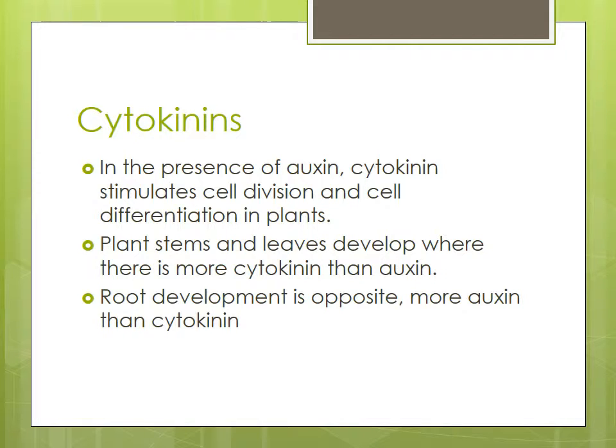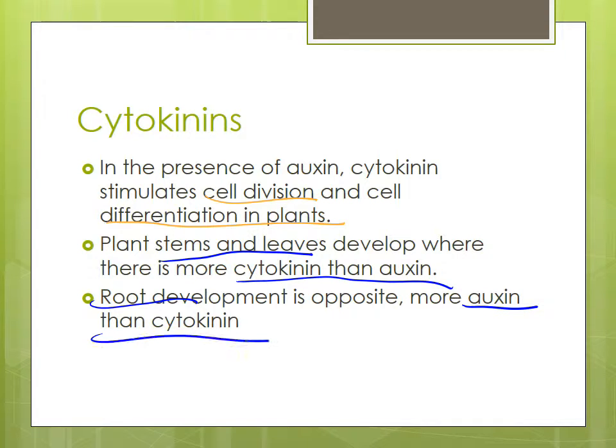Cytokinins work together with auxin. So they stimulate cell division and the differentiation in plants. So if something's a leaf or a stem versus being the body of the plant. So the stems and the leaves develop where there is more cytokinin than auxin, and the roots develop where there's more auxin than cytokinin. So it's a balance between these two hormones. If you have more of the cytokinin, then you're going to get stems and leaves, whereas if you have more auxin, you're going to get roots growing, or the actual body of the plant.